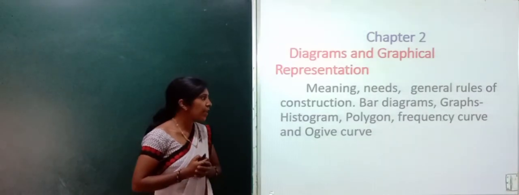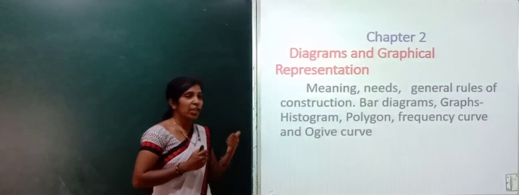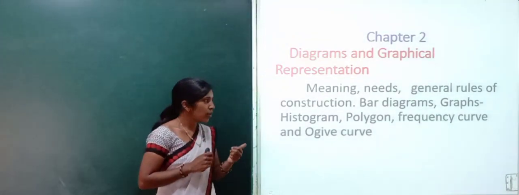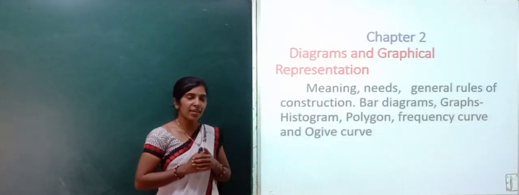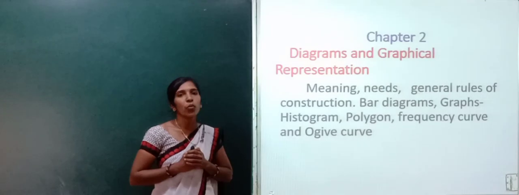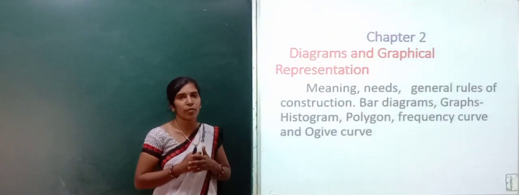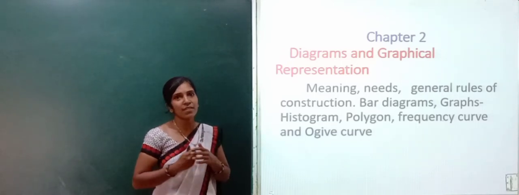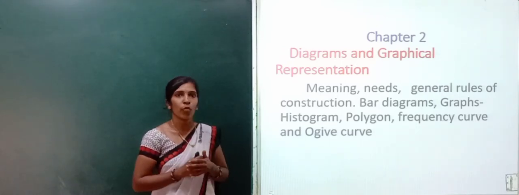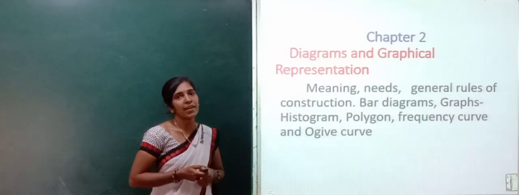And another one is graphs. Under graphs we will study the histogram, second, frequency polygon, next, frequency curve, and last, the Ogive curve. We also have to learn how to construct the graphs. With the use of graphs we make some calculations like median and mode. So this is the second topic of business statistics.